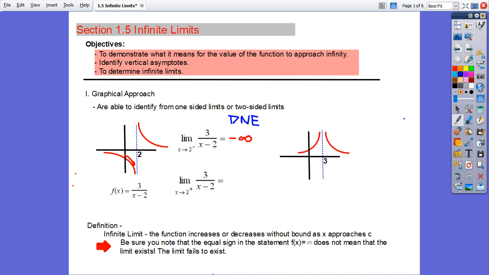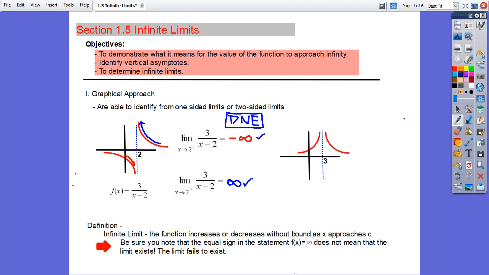If we look at a limit as we approach 2 from the right, we're going to be taking off. So instead of approaching negative infinity, we'd be approaching positive infinity. If I said something about a two-sided limit, you can see that these two things do not match up. So the two-sided limit would for sure be DNE, because the limit from the left does not equal the limit from the right.